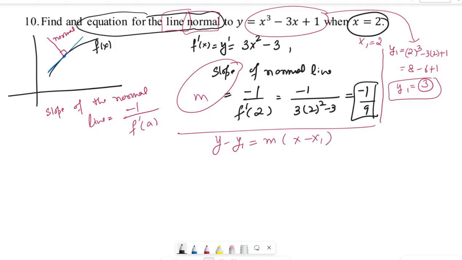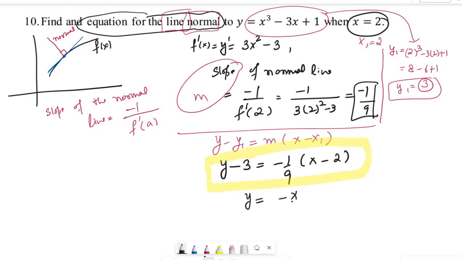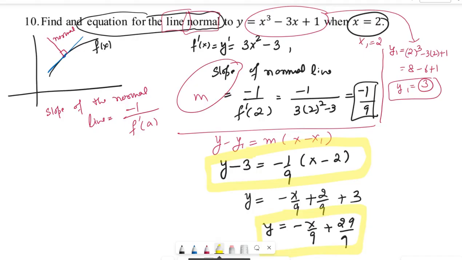So let's try to write our equation. y, the variable, minus 3. m is negative 1 by 9, times x minus x1, which is 2. So this is one good answer possible. Sometimes the answer wants plus 3, that 3 which came on the other side. Negative 2 by 9 plus 3 would be 29 by 9. So this is the other way of writing the answer. Both of them are correct.